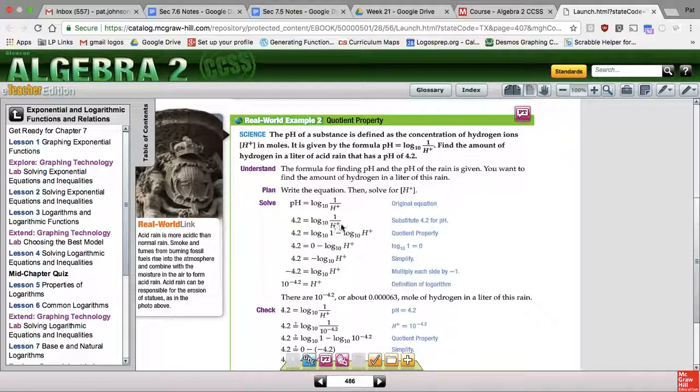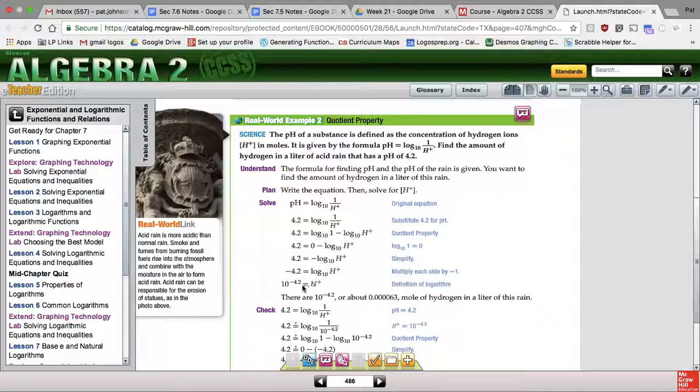Because I can change this to 2 logarithms, using the quotient rule, the log base 10 of 1 minus the log base 10 of H plus, which is our variable. Now, because this is log base 10 of 1, this equals 0, right? Because 10 to the 0 power equals 1. So then we have 0 minus this, which equals 4.2, equal to negative log base 10 of H plus.